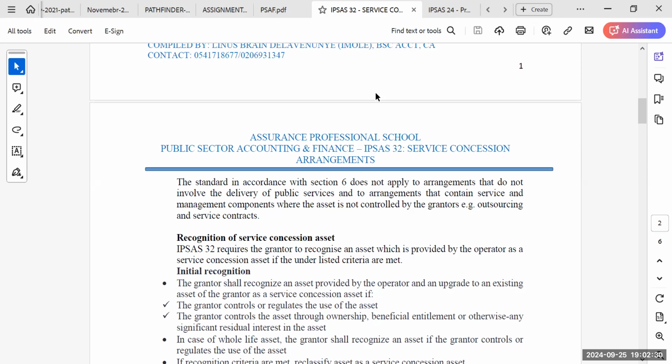The grantor will only reclassify the assets. The grantor is still the legitimate owner of the assets. So the operator will not claim ownership over the asset. The operator is only entitled to the revenue that will be coming from the arrangements.